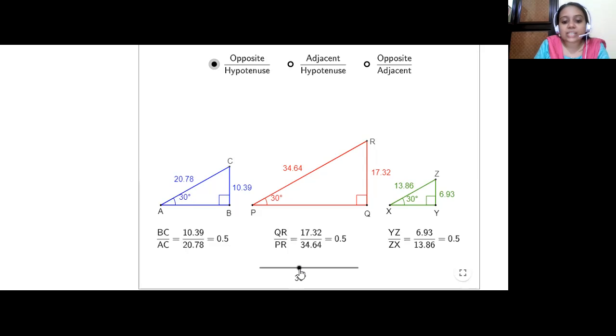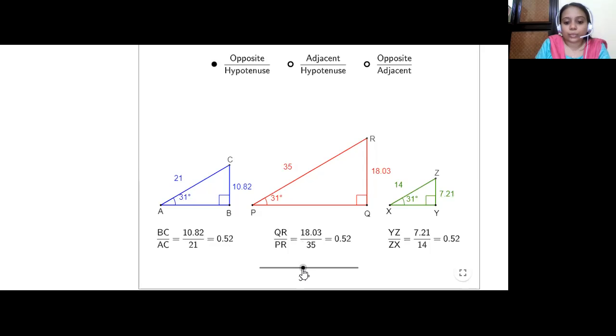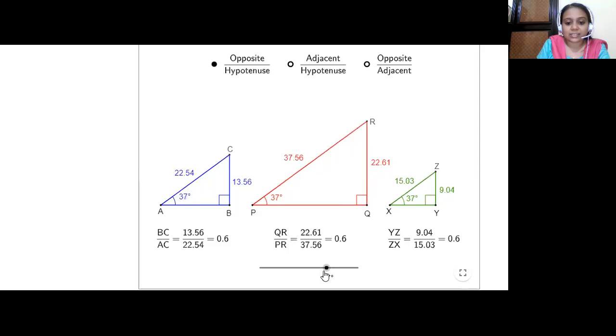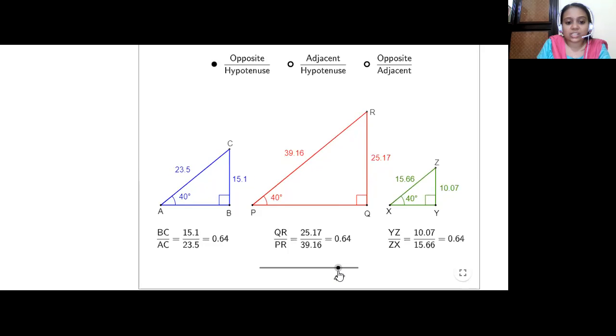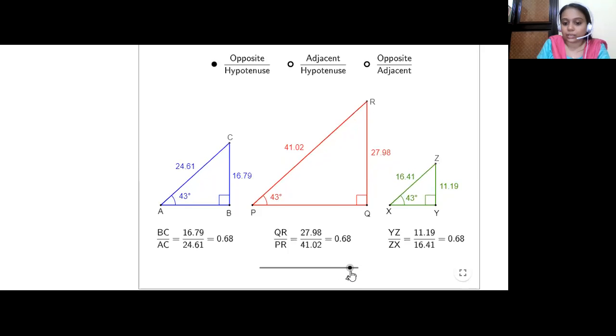Now I'm going to change the angle. I'm going to look whether there is any change in this ratio. Yes. For 30°, the ratio was 0.5 for the three triangles, and now it's changing. So for the change in angle, the ratio is also changing, but equally for the three triangles.